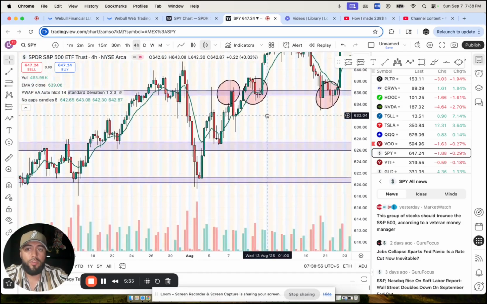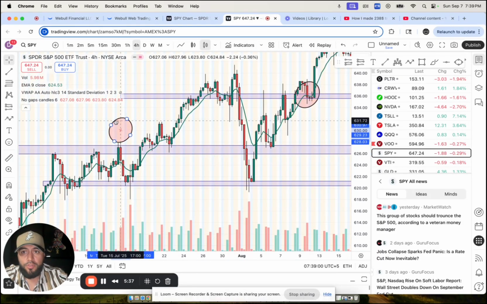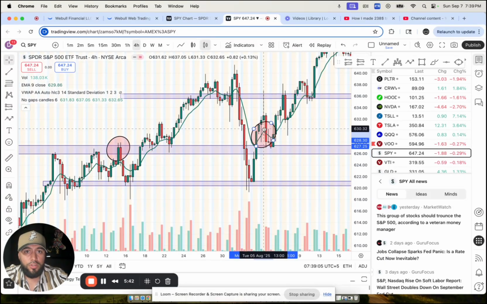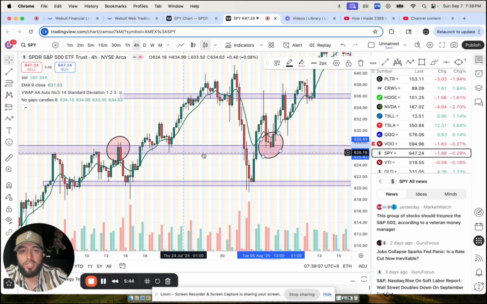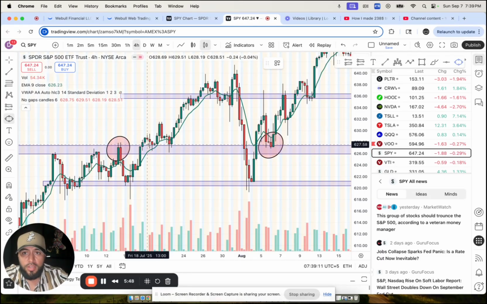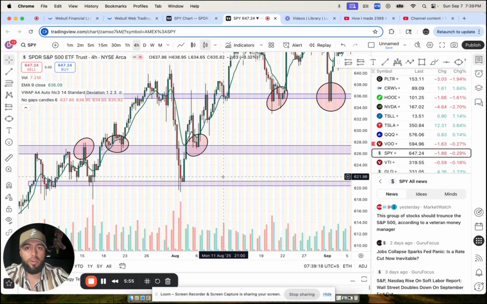We go further down. We got further bounces and further rejections, right? So these are our psych levels. We have a rejection here. We have a bounce here to the right. We also have a bounce here in the center. We have multiple bounces here. So these are our psych levels. We are expecting either a bounce if we are above.